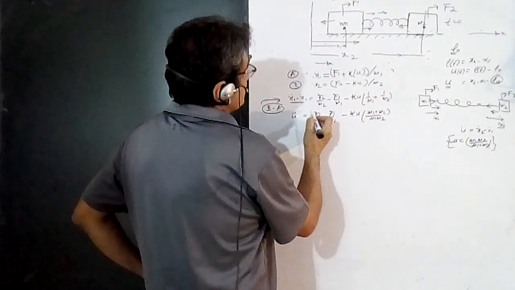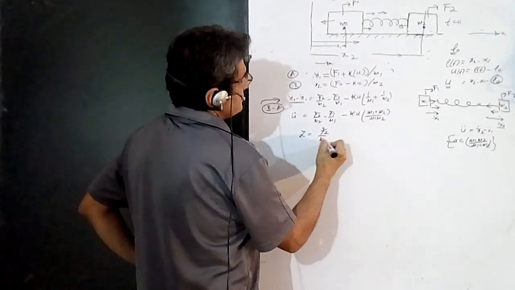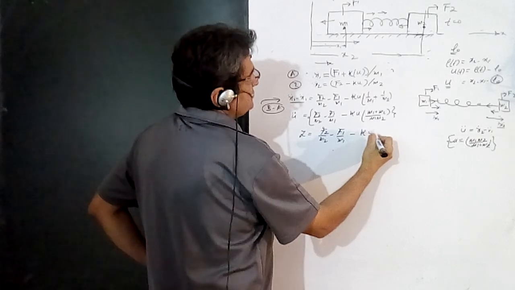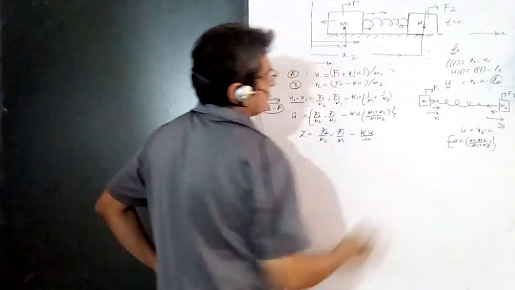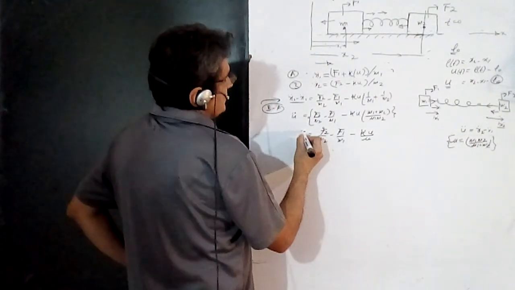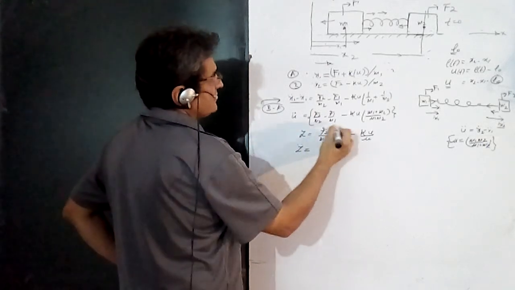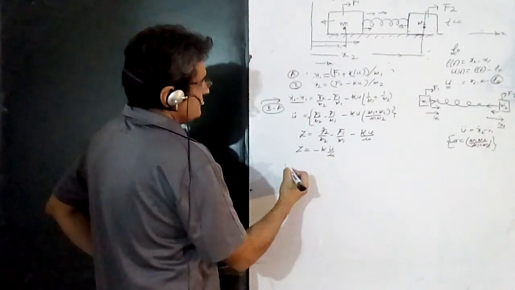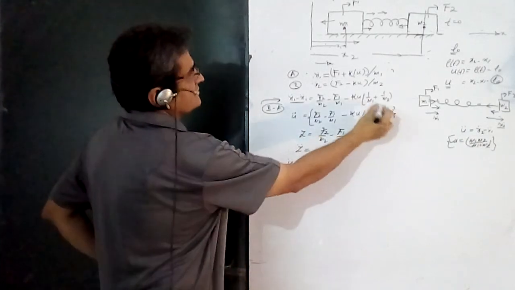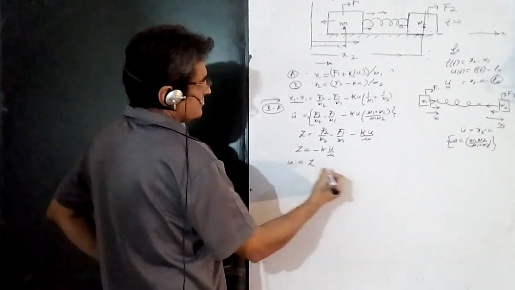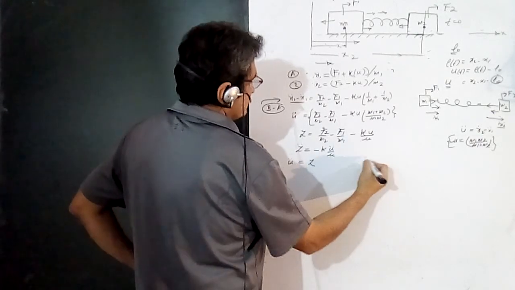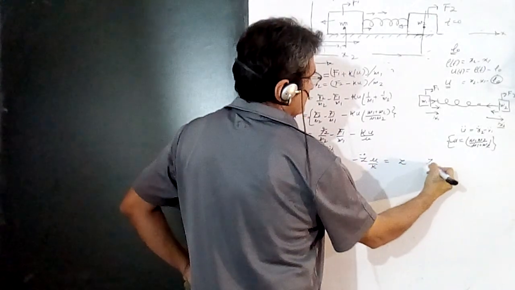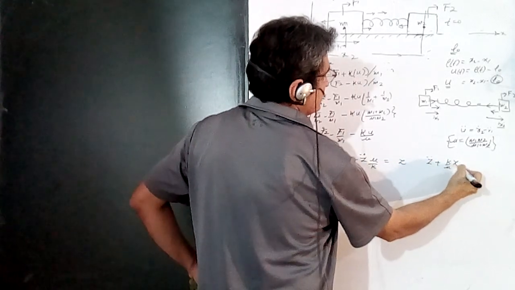Now, just put z is equal to F2 upon m2 minus F1 upon m1. This part I am putting as equal to z minus k u upon mu, where mu is this m1 m2 upon m1 plus m2. Now, if you differentiate z twice, this anyway gets eliminated. It's a constant, becomes minus k u double dot upon mu. So in this equation, which is u double dot is equal to z, because this I have put as equal to z, put the value of u double dot here, you get u double dot is z double dot mu upon k minus, is equal to z, or I can write z double dot plus k upon mu into z is equal to 0.